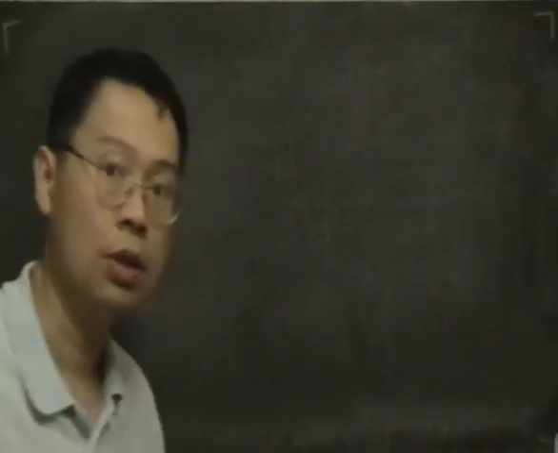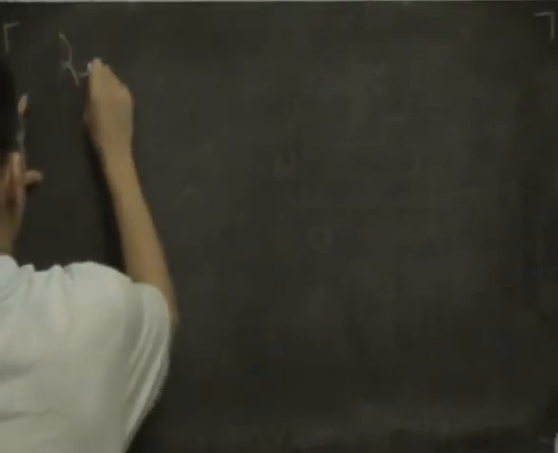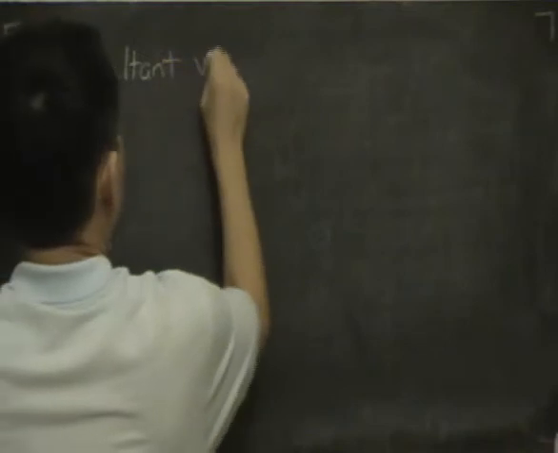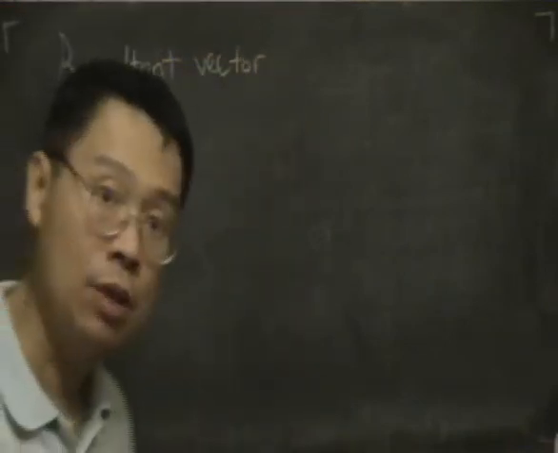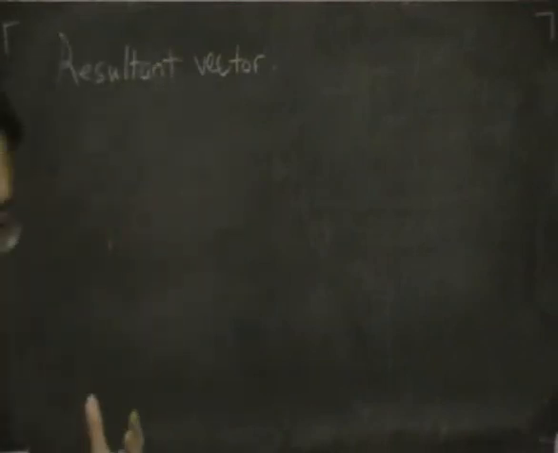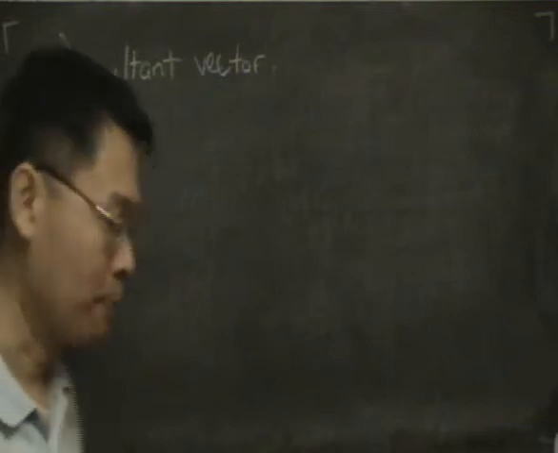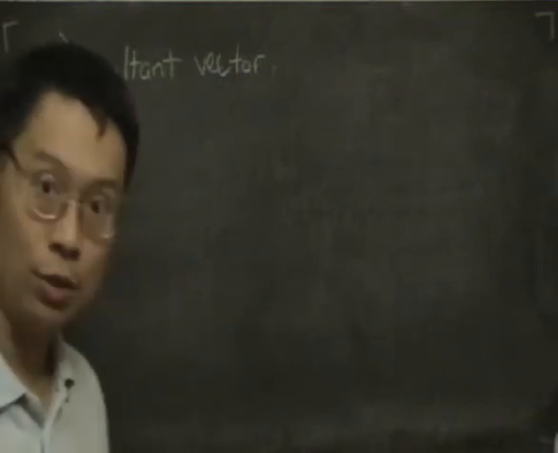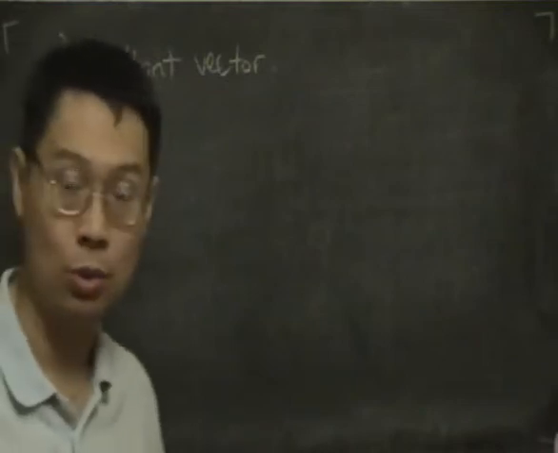Next, we are going to look at the idea of adding two vectors. When we add two vectors together, the answer is called a resultant vector. Now, but how do we add two vectors? We know how to add two numbers, like 1 plus 2 is equal to 3.